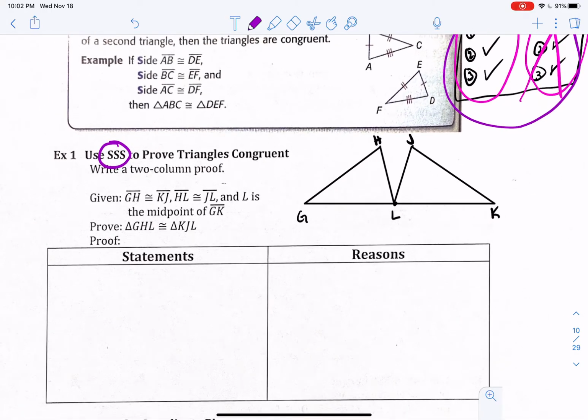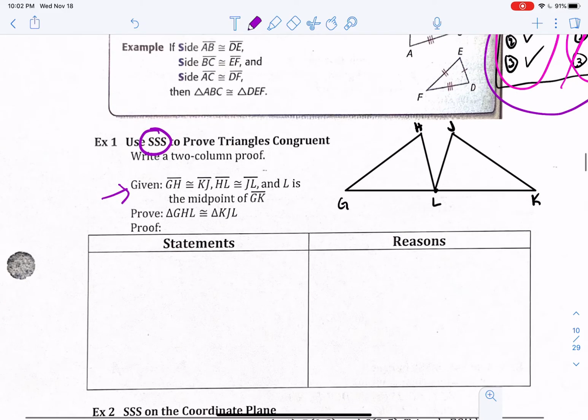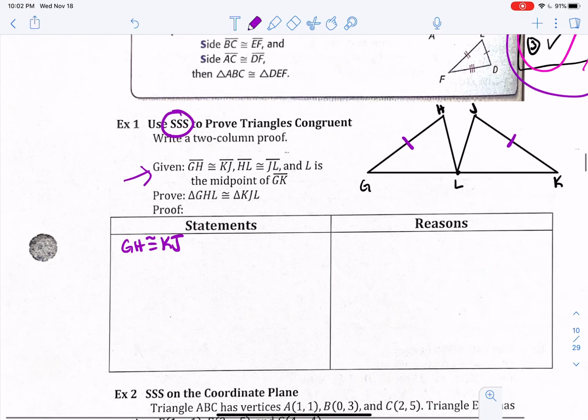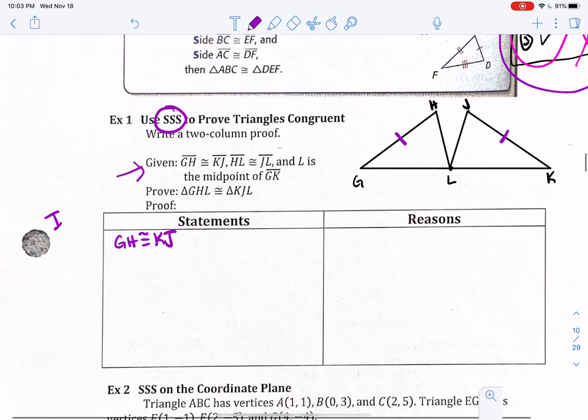We have our box ready to go with our statements on the left and our reasons on the right. We always start a proof with what we are given, and it lists out our given information here. As we write it down, we're going to mark it on our diagram. This first thing says that GH is congruent to KJ. GH is this side, and it's congruent to KJ. So I'm going to do one little dash to show that those are the same. And I'm going to take inventory over here. Inventory is like labeling what all you have. If I mark off GH and JK as the same, I already have one side checked off for side, side, side.